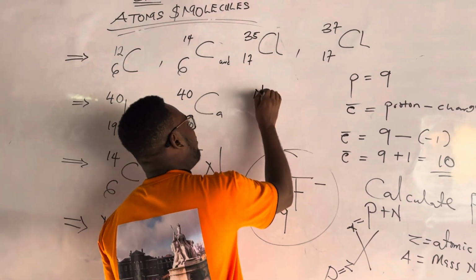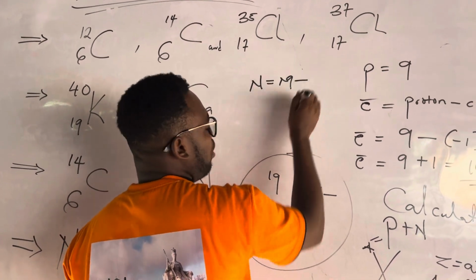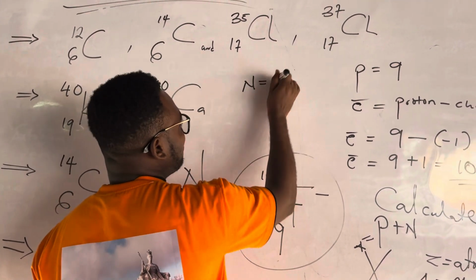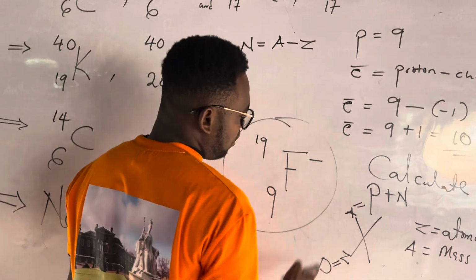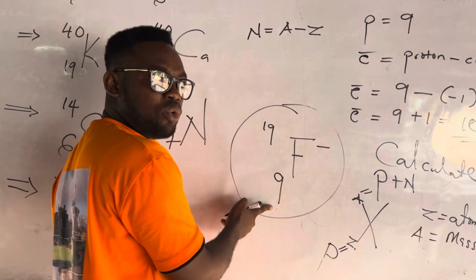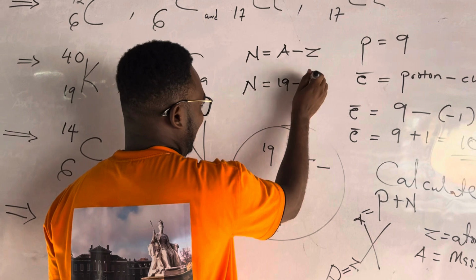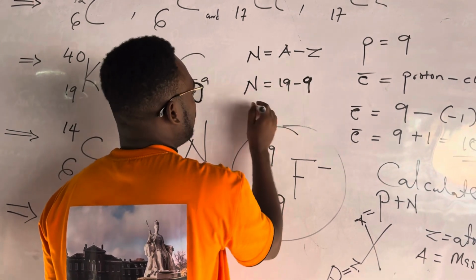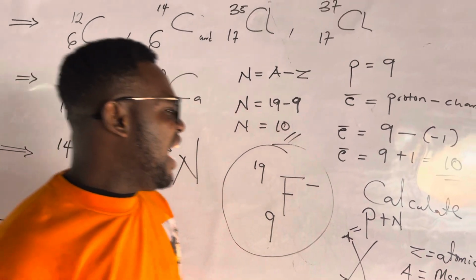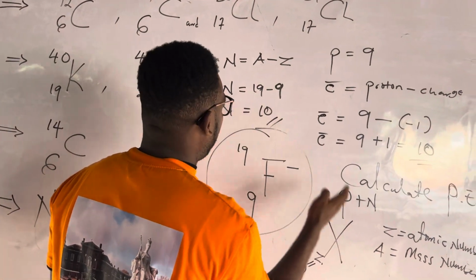Moving on beyond that, how then do we get the number of neutron? We said that number of neutron will be equal to mass number minus atomic number. So I may even say A minus Z. What is here minus what is here? That means 19 minus 9. So neutron becomes 19 minus 9, which will give us neutron to be 10. So to calculate PEN for this particular atom, the answer becomes 9, 10, 10.